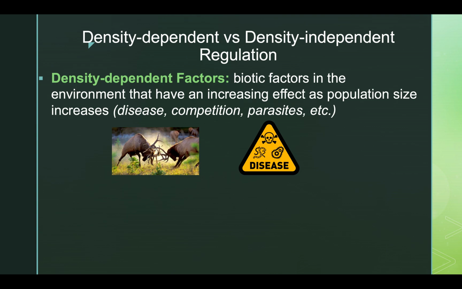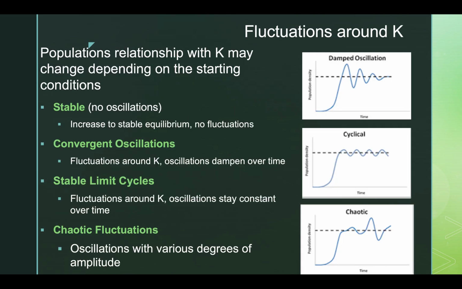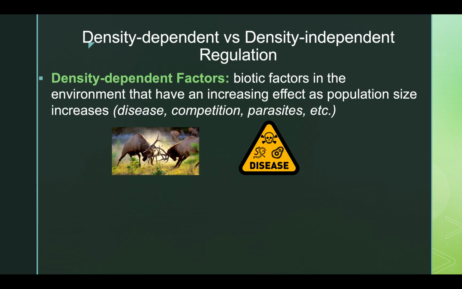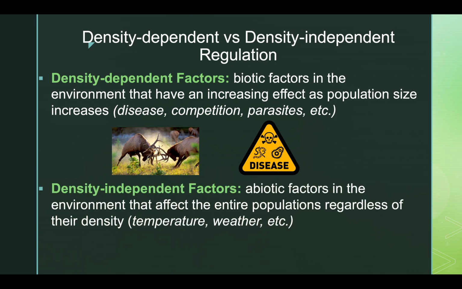So when we look at these figures, a density dependent factor, if we looked at this damped oscillation, would be like we really increase numbers and then there's super increased competition for those resources, or because it's really dense, it's really easy for disease to spread, and that's what causes things to go down, right? So that is density dependent. These factors depend on increasing numbers of individuals. But density independent factors are different.